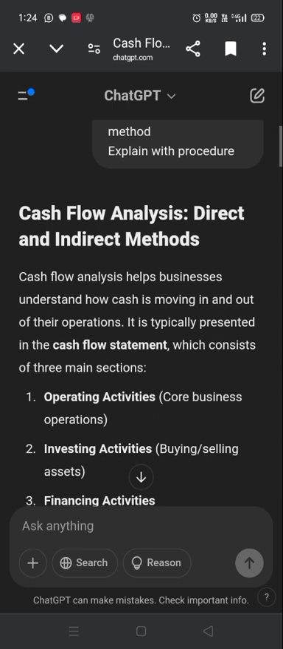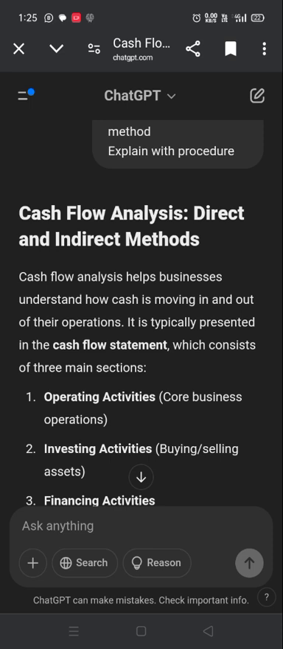Generally, cash flow analysis helps businesses to understand how cash is moving in and out of their operation. How cash is moving into the transaction or into the operation, or out from the operations.